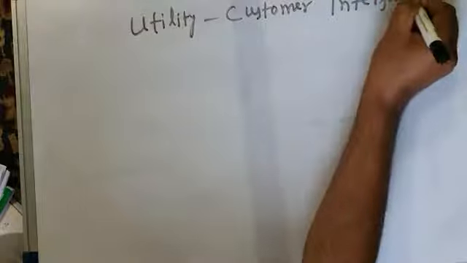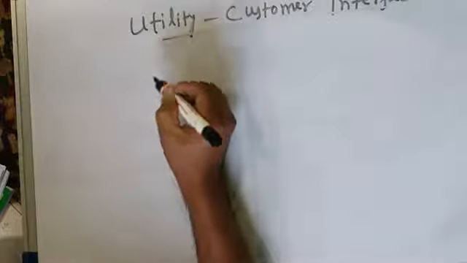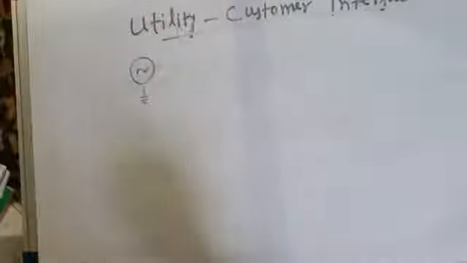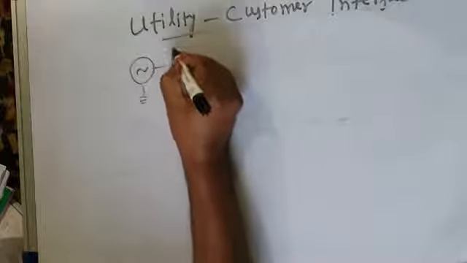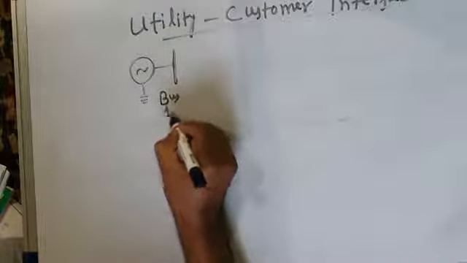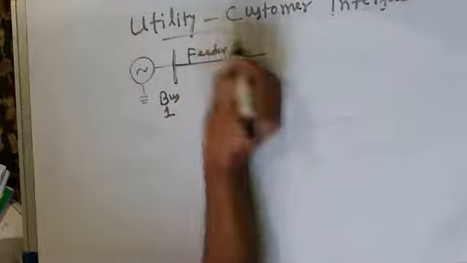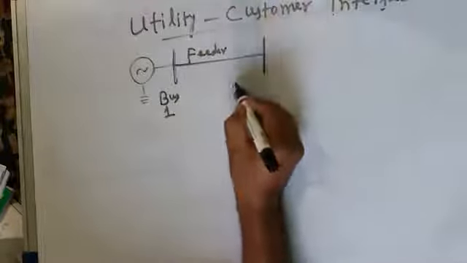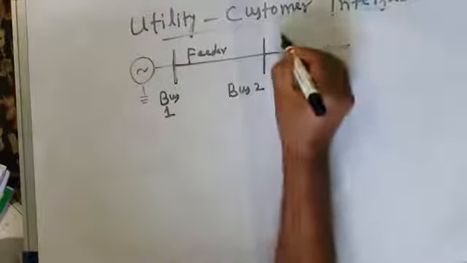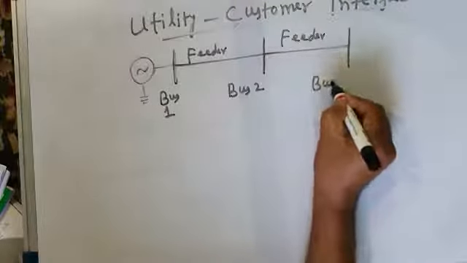To understand the interface or interaction between utility and customer, let me draw a single line diagram of a distribution system. This is the source. This is a load bus here. Let us call this bus as bus 1. This is the feeder. This is bus number 2. Load bus again. This is another feeder. And this is another bus, bus 3.